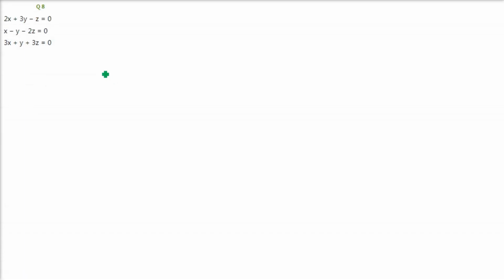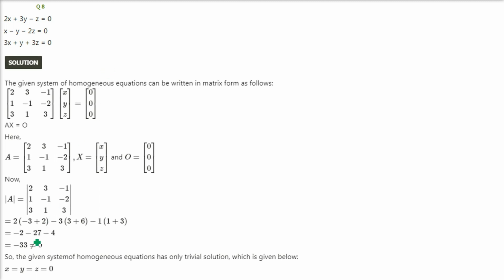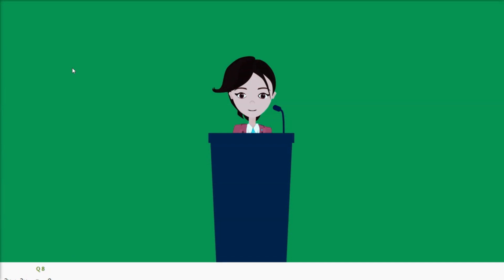So I hope you'll be able to solve all these questions. Whenever it is not coming as 0, then trivial solution. If it comes to 0, then z equals k, and using z equals k, find x and y. This is all about this discussion.